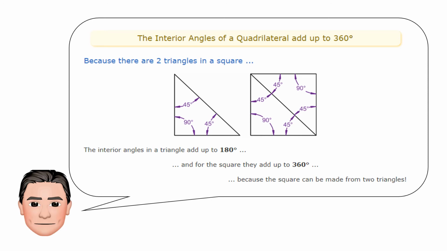Because there are two triangles in a square, and the interior angles in a triangle add up to 180 degrees, for the square they add up to 360 degrees, because the square can be made from two triangles.